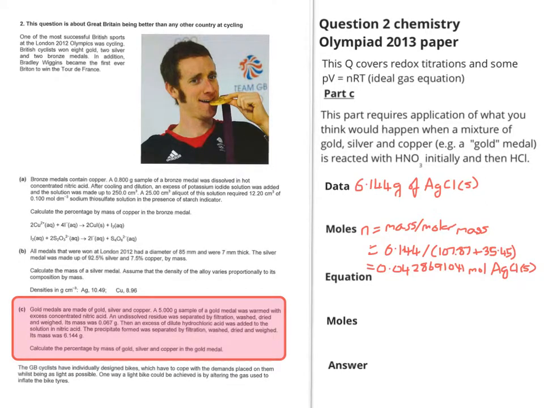So we end up with 0.042869141 moles of silver chloride precipitate. So that gives us an equal number of moles of solid silver, because AgCl to Ag is a 1:1 mole ratio, as you can see from the ionic equation. So from this, what they want us to do is the percentage by mass of gold, silver and copper.